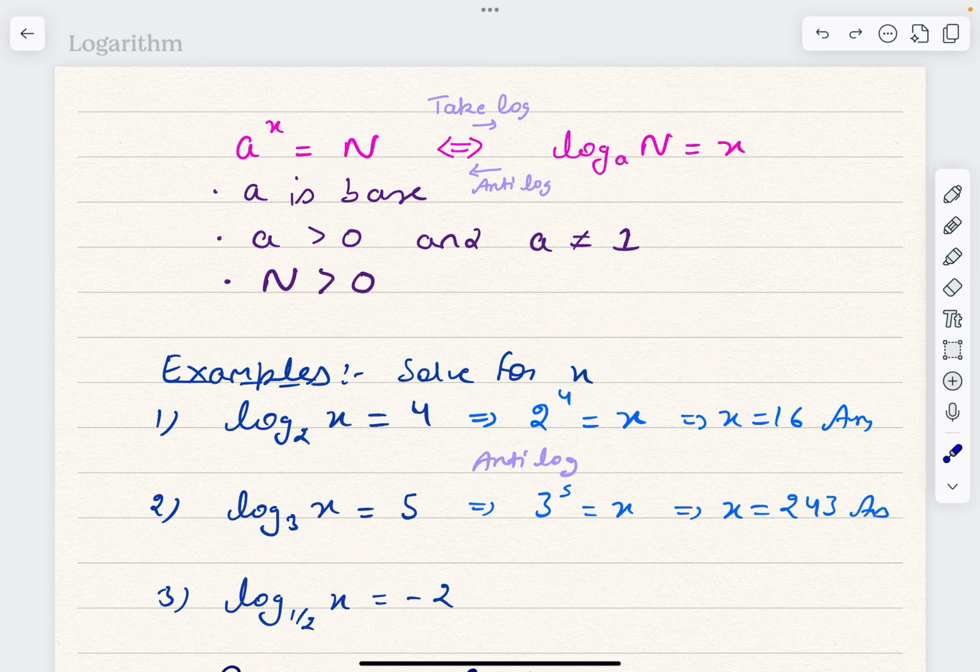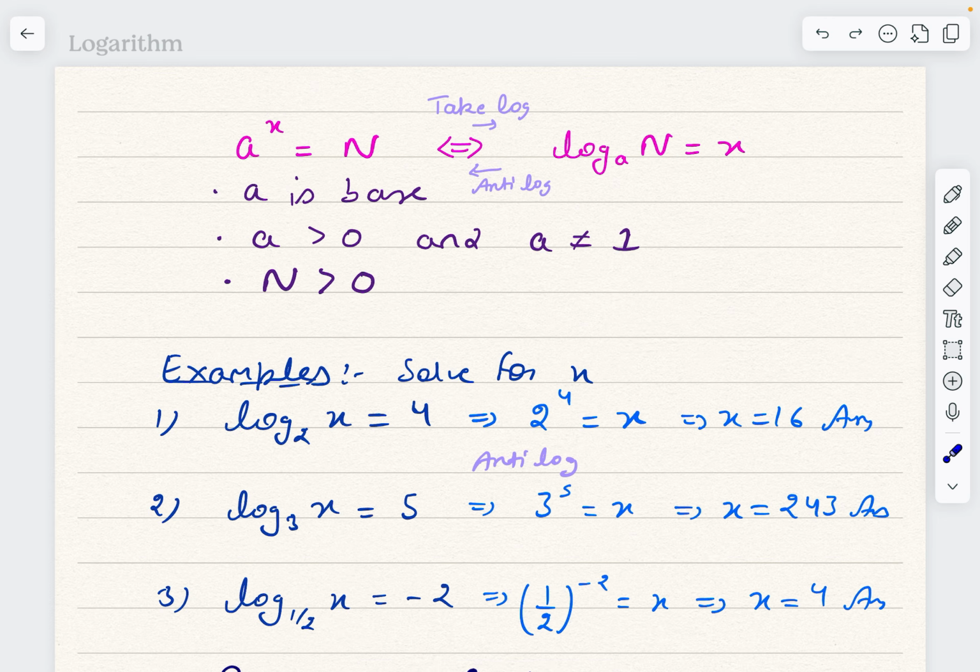See, next we get 243. Here when you take anti-log, you get 3^5 is equal to x. Try the next one. Here we get the answer to be 4. We get (1/2)^(-2) is equal to x. So half raised to power minus 2 is equal to x. Then x will come out to be 4.